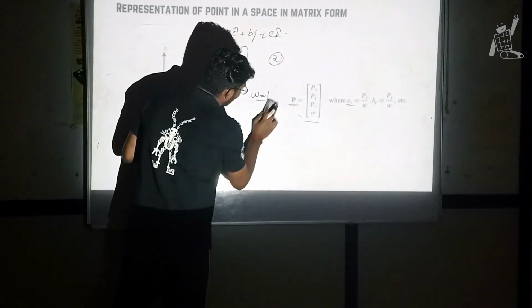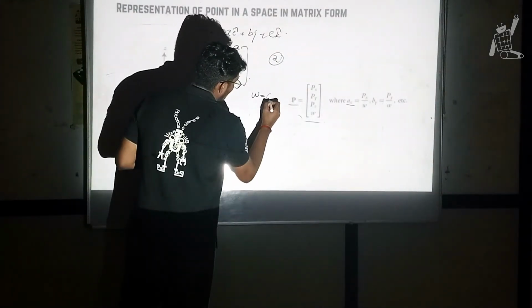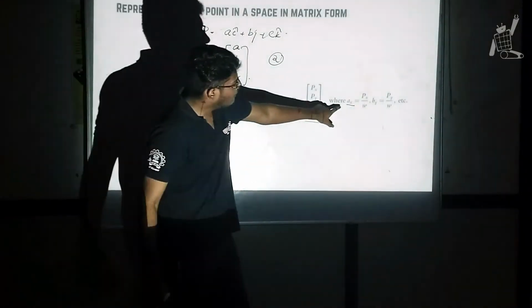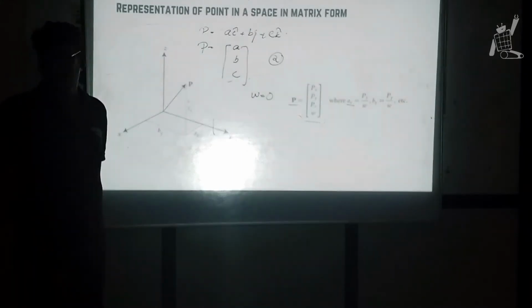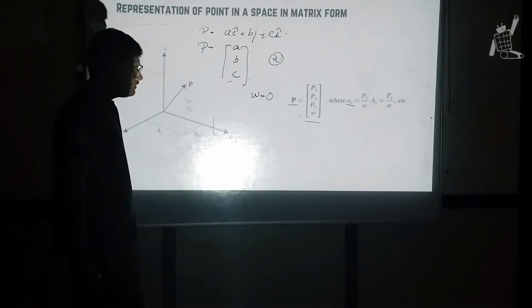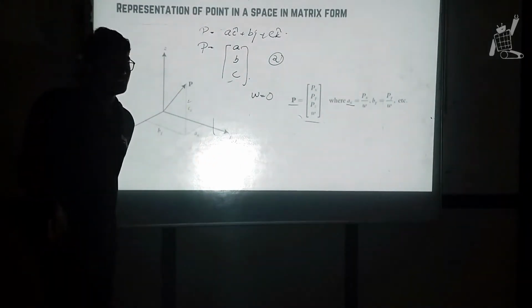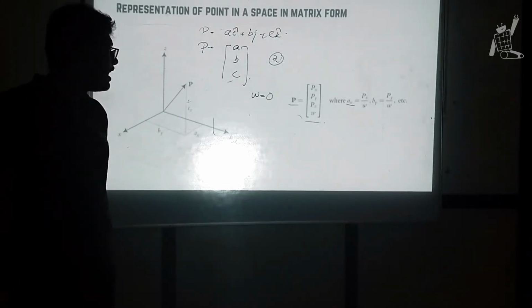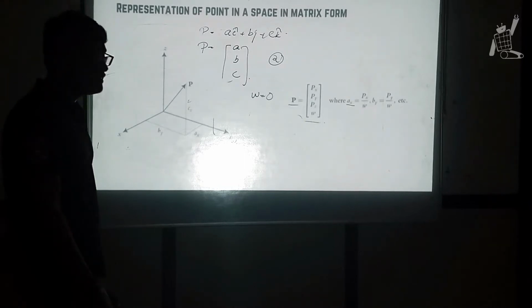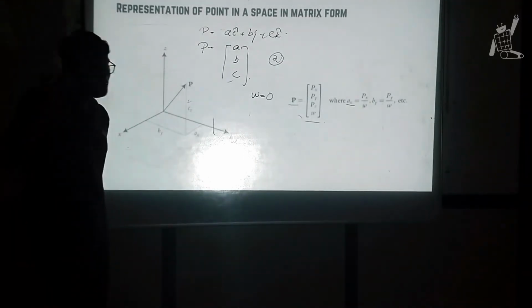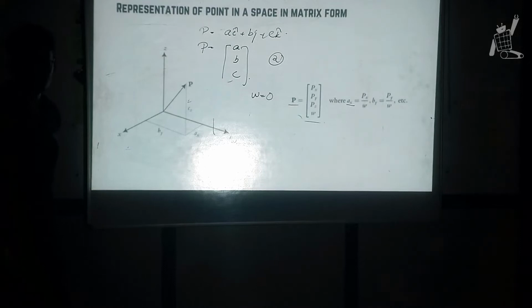Then if W is equal to 0, what will be Ax? Ax will be infinity, By will be infinity, and Cz will also be infinity. What does it represent? It represents a vector having an infinite magnitude with direction. Right? Because its magnitude goes to infinity, but only direction is there.